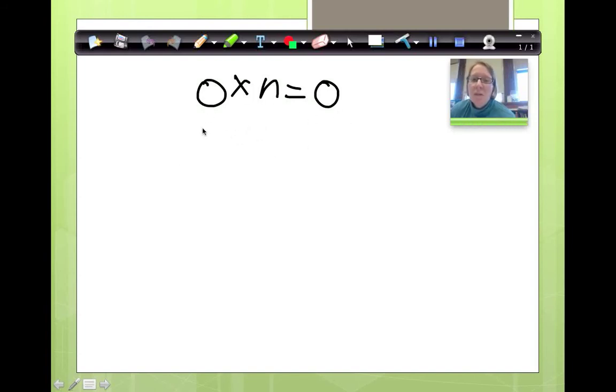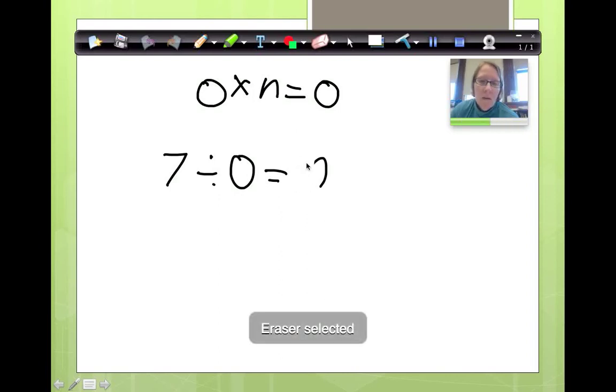So if I wanted to write this as a division statement, then what if we said we had 7 cookies and we divided them by 0 groups? Would that equal n? Would that equal 7? What would that equal? Well, if I have 7 cookies, can I divide them into 0 groups?